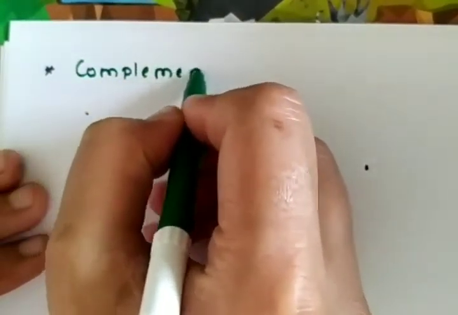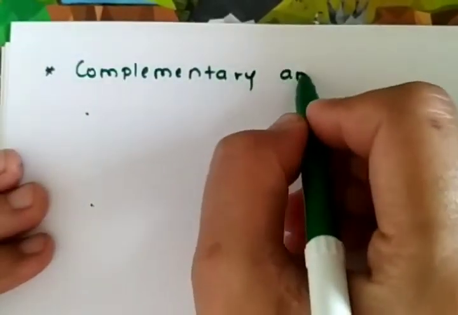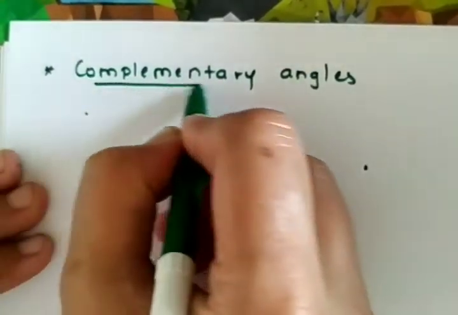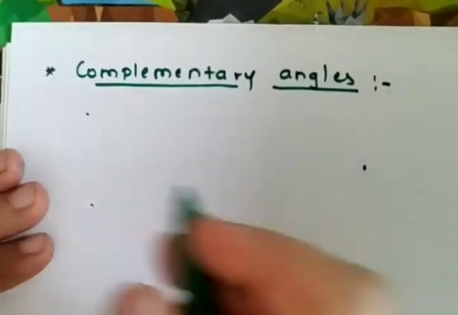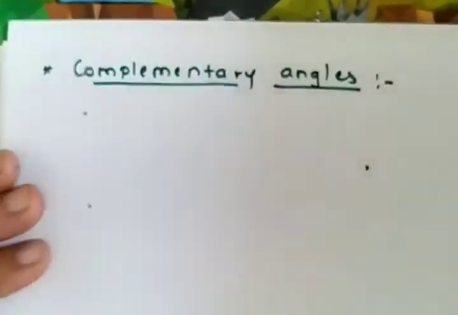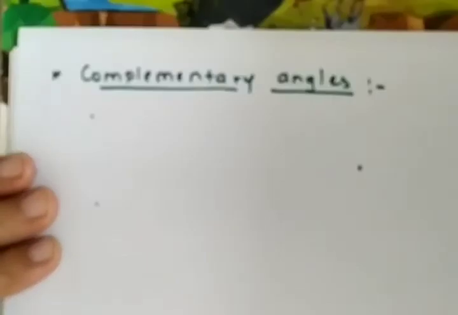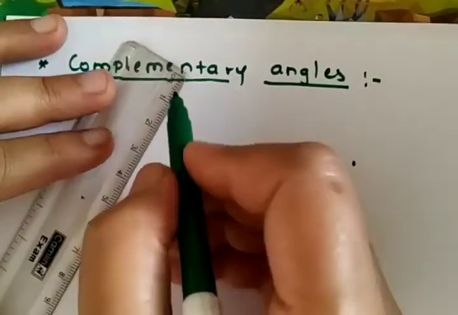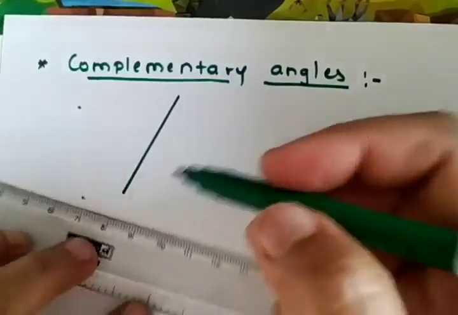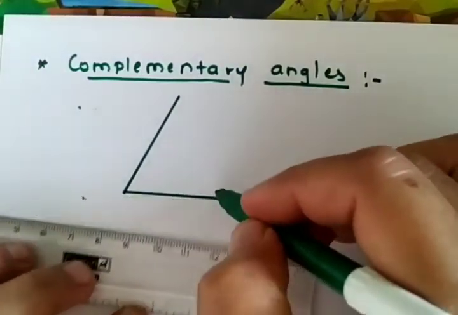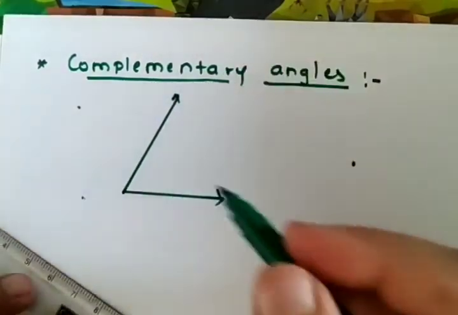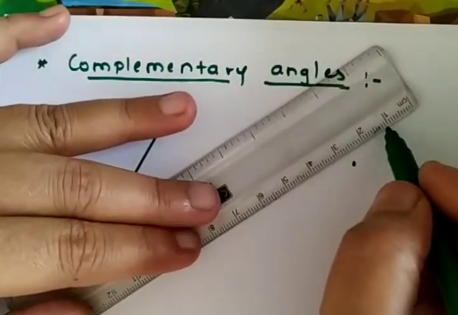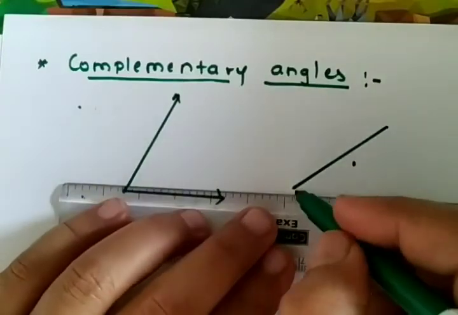Now we'll see the next type of pairs of angles, that is complementary angles. You know about that, right? Complementary angles. Which angles are said to be complements of each other? If the sum of their measures is 90 degrees. You know this, right? Last year, I hope you studied complementary angles. Okay, I will draw two angles. We are talking about a pair of angles, so there should be two angles. See here.